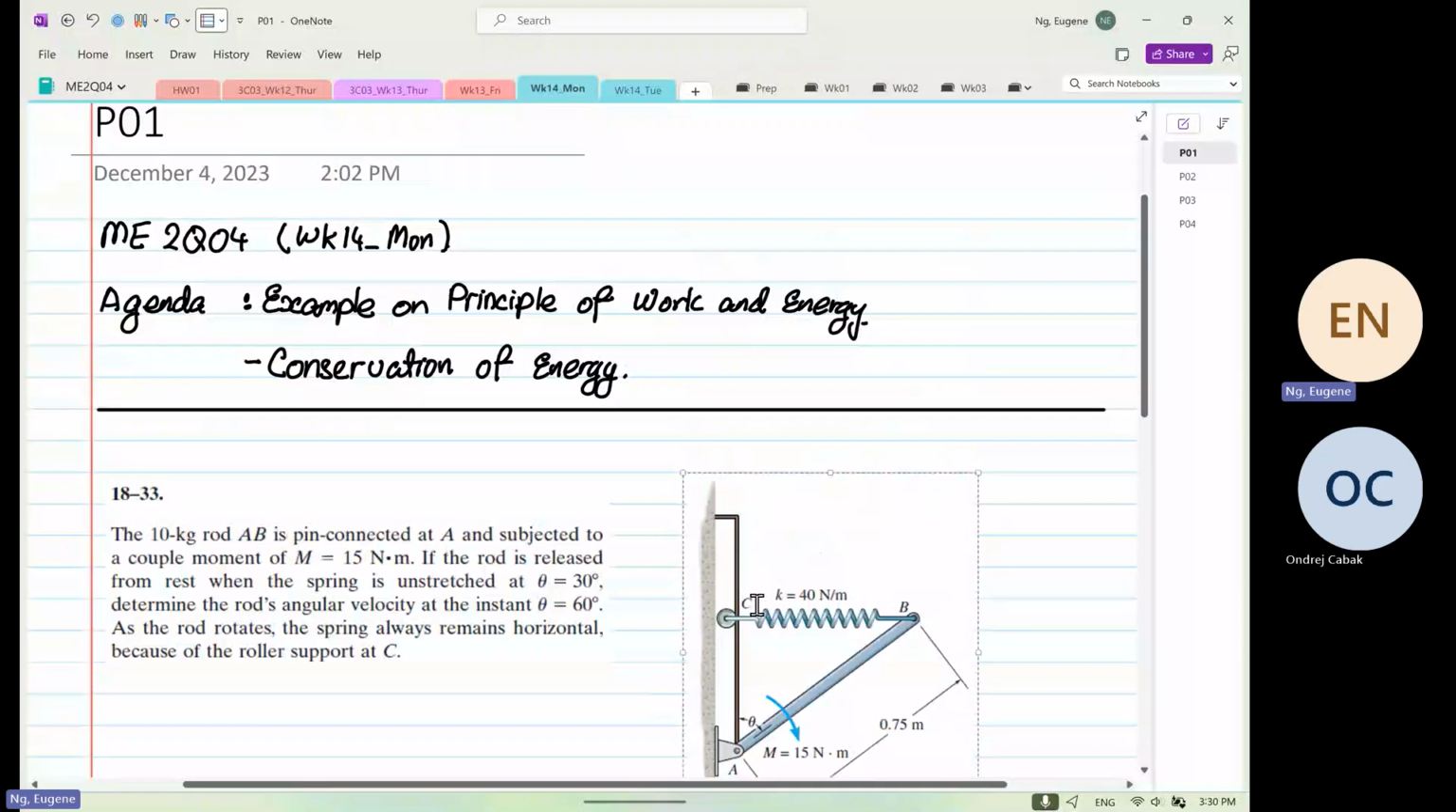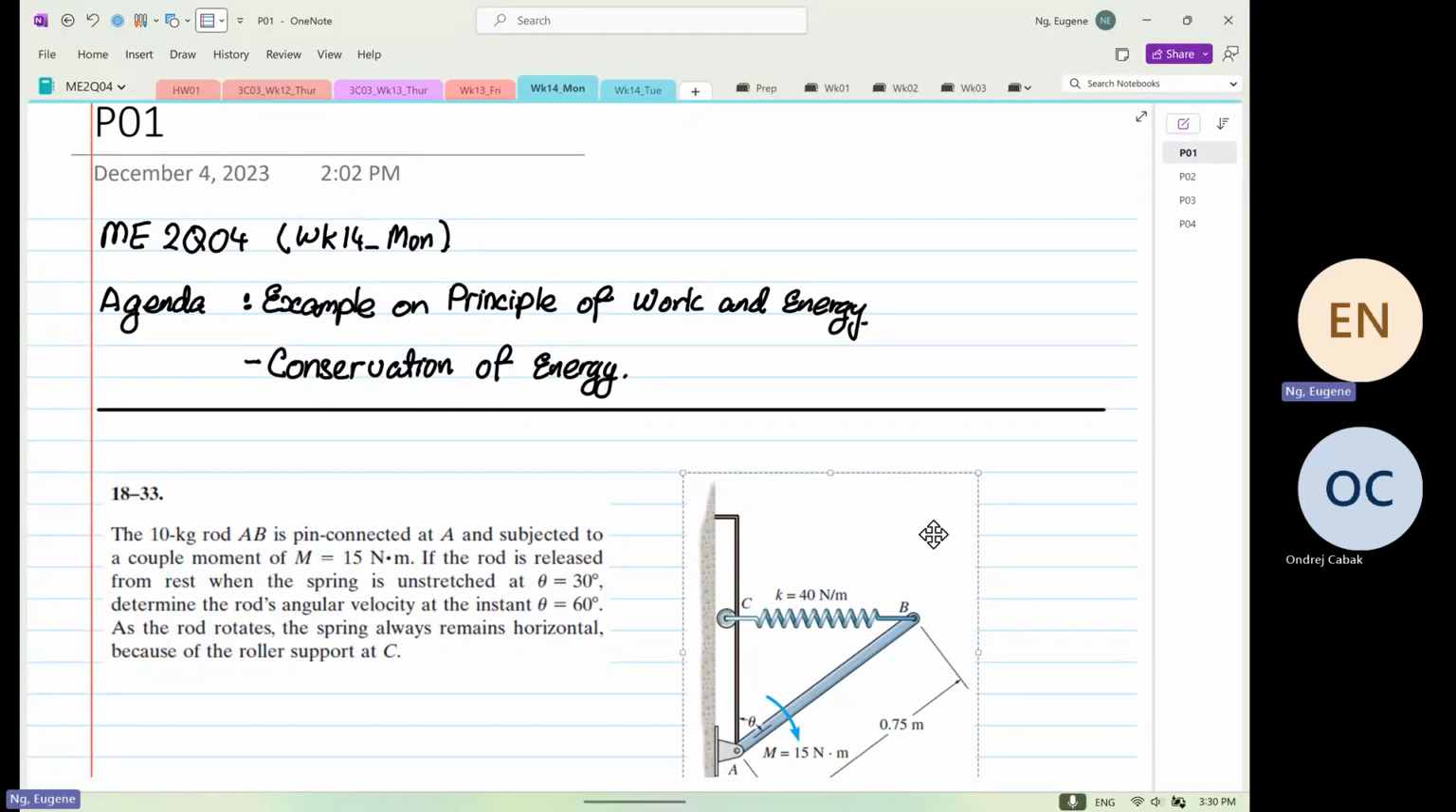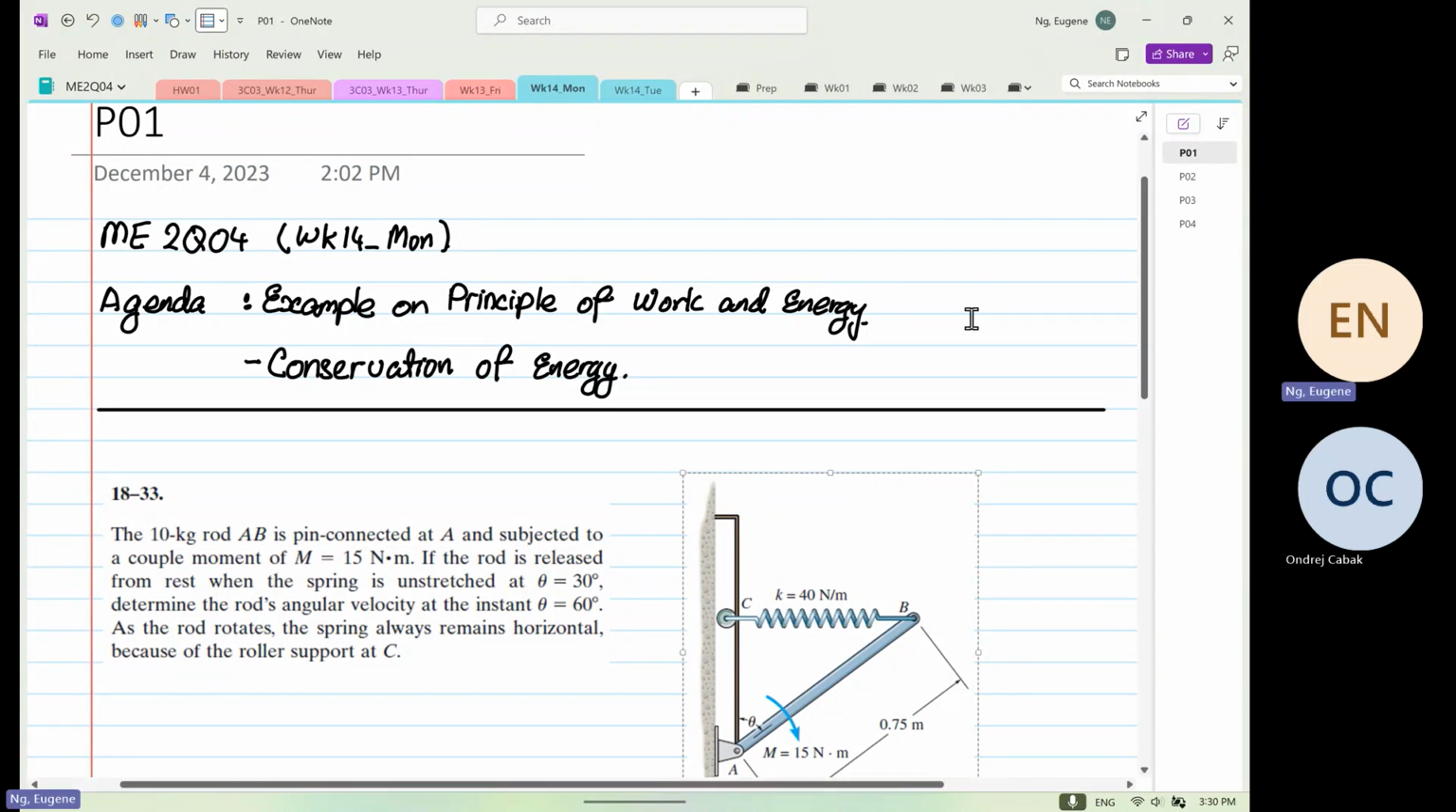We are going to do the last example on the principle of work and energy, and then we are going to go for conservation of energy.